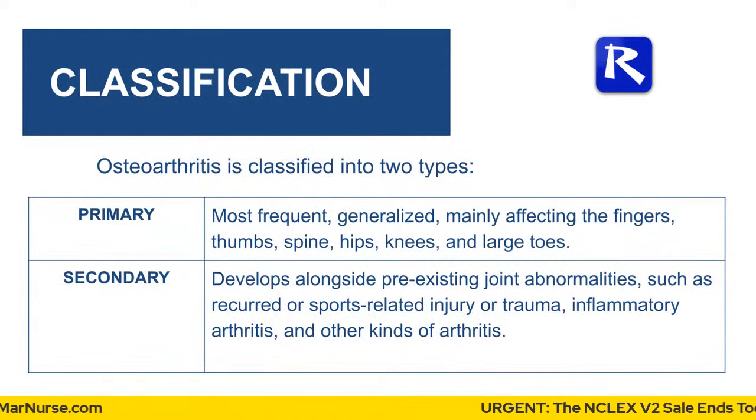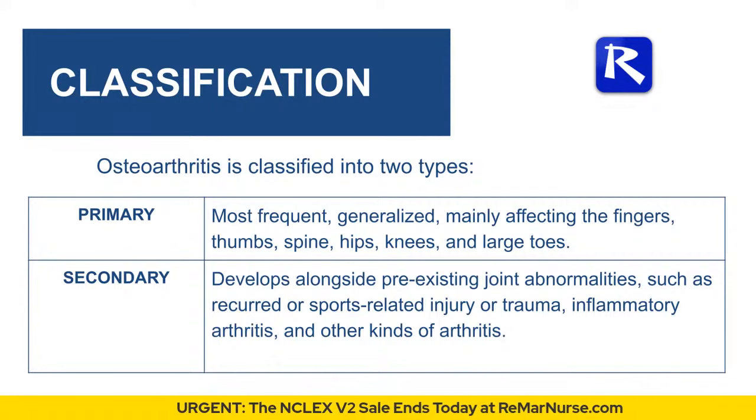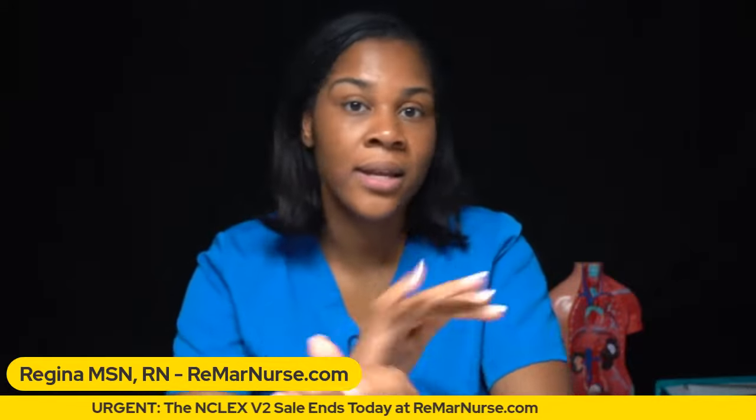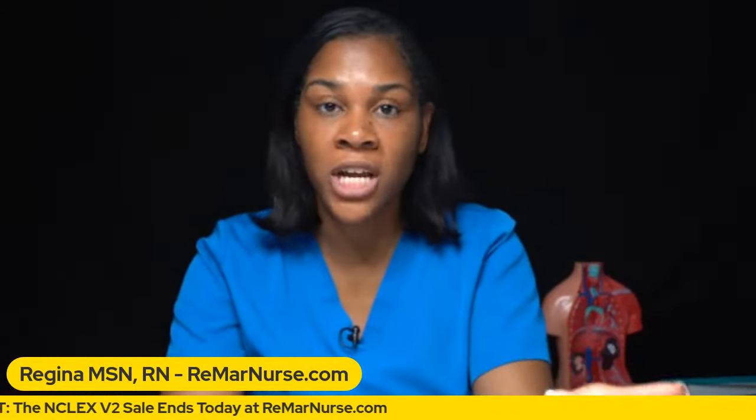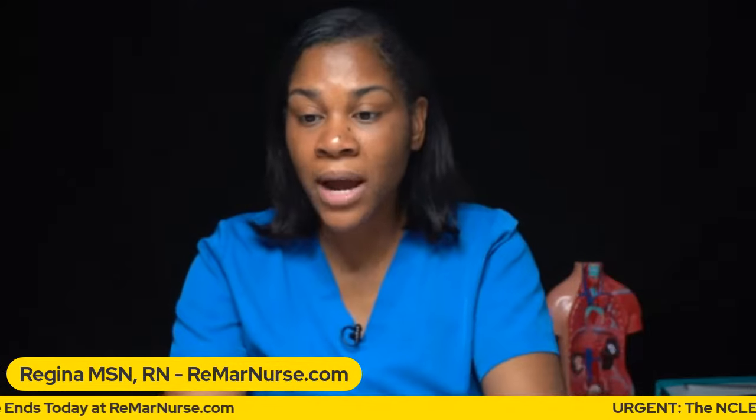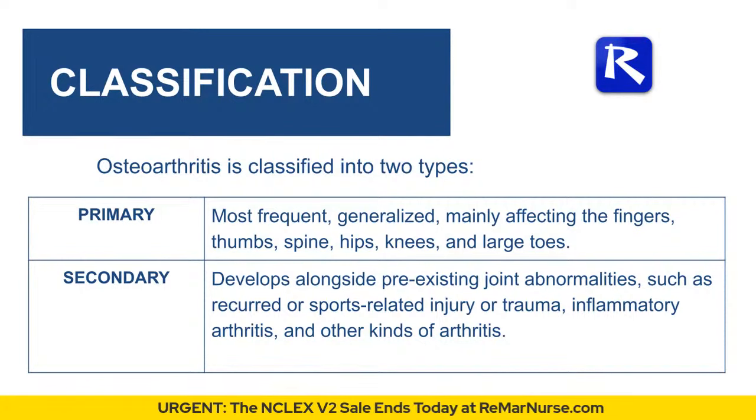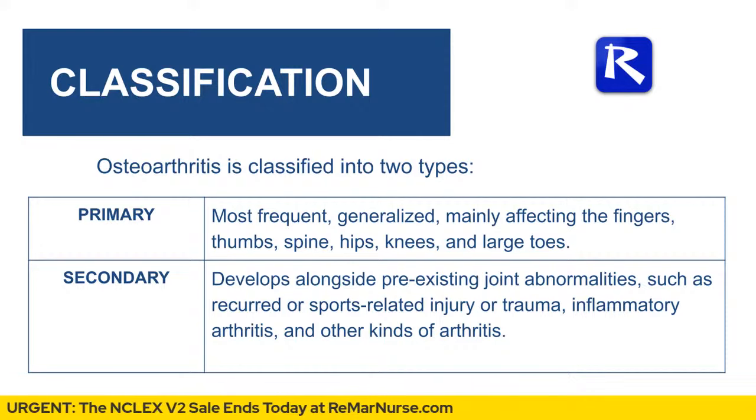And so there are two types of osteoarthritis. These names should be very familiar to you just in general, because when we talk about something that is a primary cause or something that is a secondary cause, the definitions of primary and secondary never change. So if we talk about something as a primary cause, the primary cause is when it is most directly due to that condition.